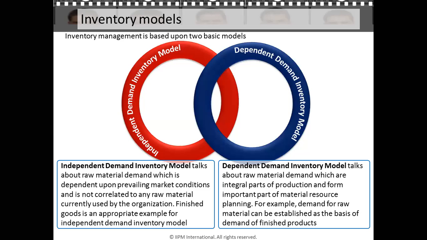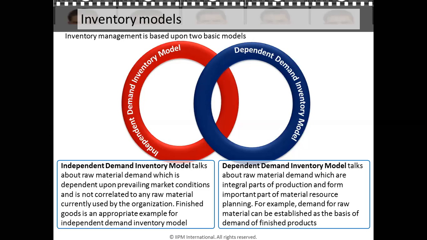Inventory models. We have two basic inventory models: the independent demand inventory model and the dependent demand inventory model. The independent demand inventory model talks about raw material demand, which is dependent upon prevailing market conditions and is not correlated to any raw material currently used by the organization. Finished goods is an appropriate example for the independent demand inventory model.